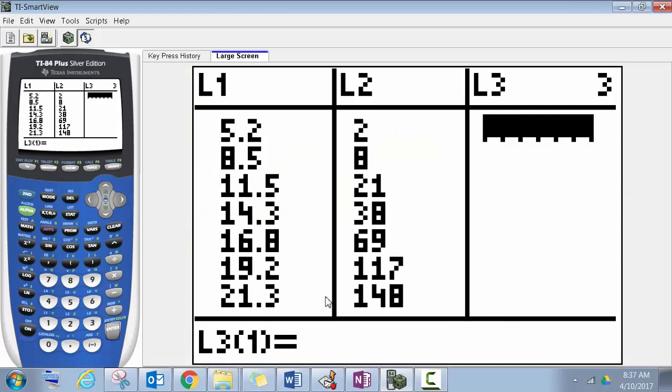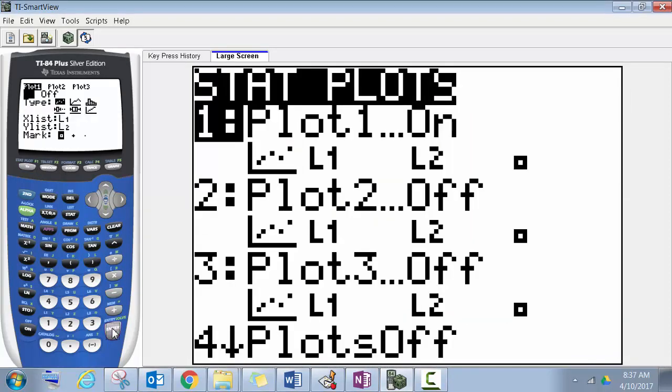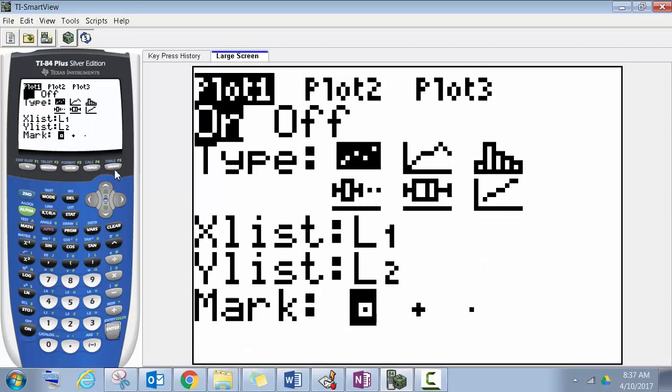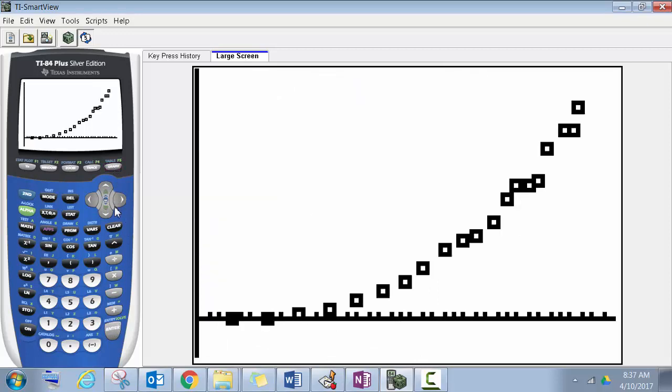So we put it in our lists, stat plot, L1 and L2, we get a graph, and that doesn't look very linear. It has a curved kind of pattern. You could argue it's linear, but I think it's pretty clear it's curved.